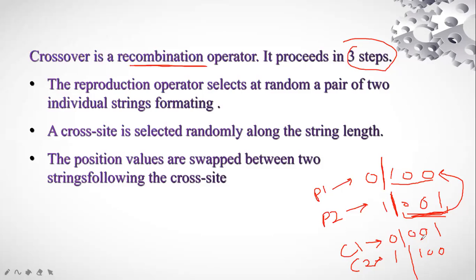What if I have not swapped these bits 001 and 100? Child 1 would have been the same as parent 1, and child 2 would have been the same as parent 2. So that is why we have swapped. This is the main importance of the crossover operation. So this is how it is done in 3 steps, right?